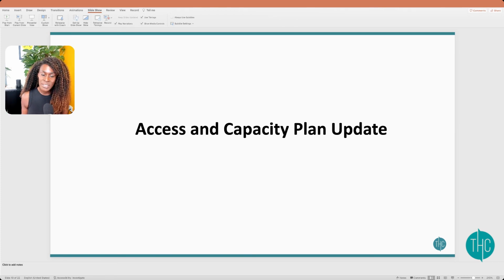So this relates to capacity and access. And if you are watching this video and capacity and access is finished, it's just a work stream that the networks needed to deliver at this moment in time. So with capacity and access, at the time of recording, I know that there are some networks that have not had any confirmation from their ICB whether their plan has been approved.